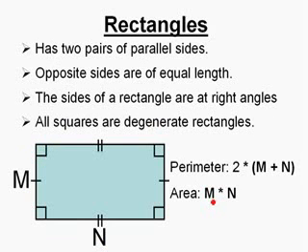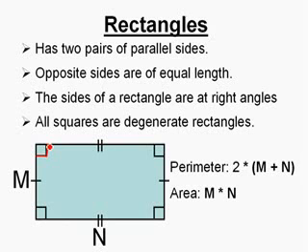Rectangles. A rectangle has 2 pairs of parallel sides. Opposite sides are of equal length. So as you can see here, the sides are equal length and parallel. It also has 90-degree angles. The sides of a rectangle are at right angles, like I just said. And all squares are degenerate rectangles.